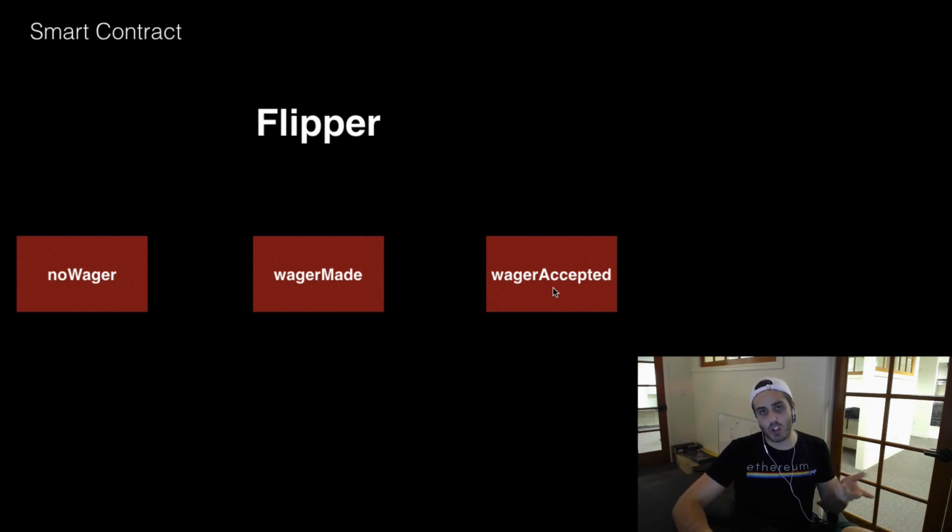And that will expose a function called resolve bet, where now somebody can call to resolve the bet that will randomly determine who wins. It will send the ether to the winner and then transition the contract back to no wager. So let's look at how we could model a finite state machine in Solidity code and actually deploy that contract.